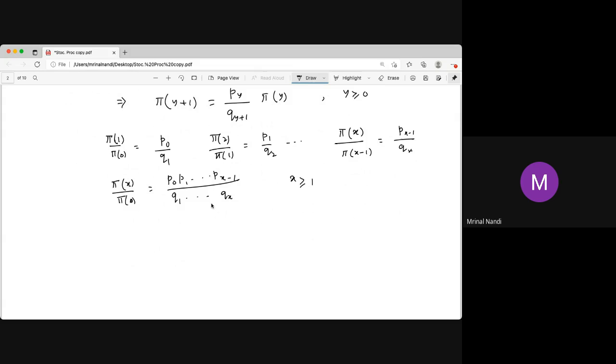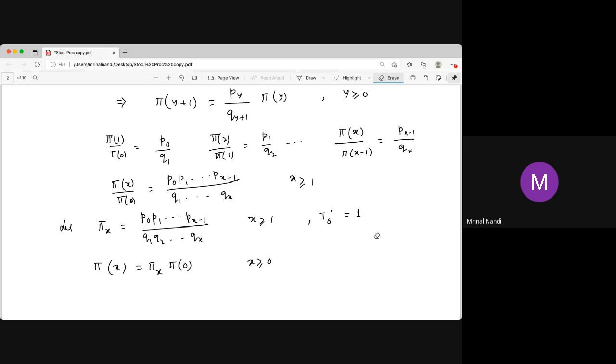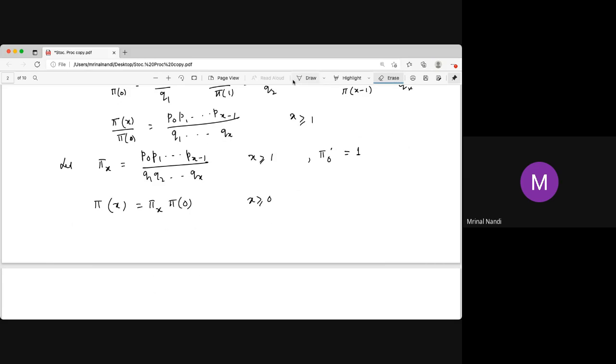Now take this quantity as π suffix x, for x greater than or equal to 1. Then what we get? We get π(x) is just π suffix x times π(0) for x greater than or equal to 1. And for x equal to 0, we take π suffix 0 equal to 1, sorry. So we have this relation on π suffix x now.